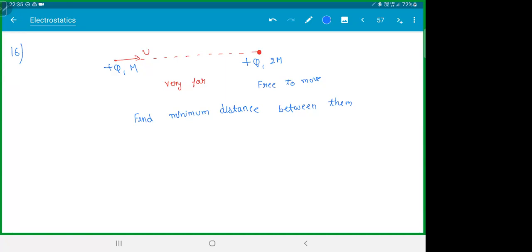How do we do this? Can you tell me what is happening exactly? Both are positive, right? As it is coming closer, what is happening? This is getting repelled, this is getting repelled. So this one is becoming faster and faster, this one is becoming slower and slower. When do you think the minimum distance will occur?